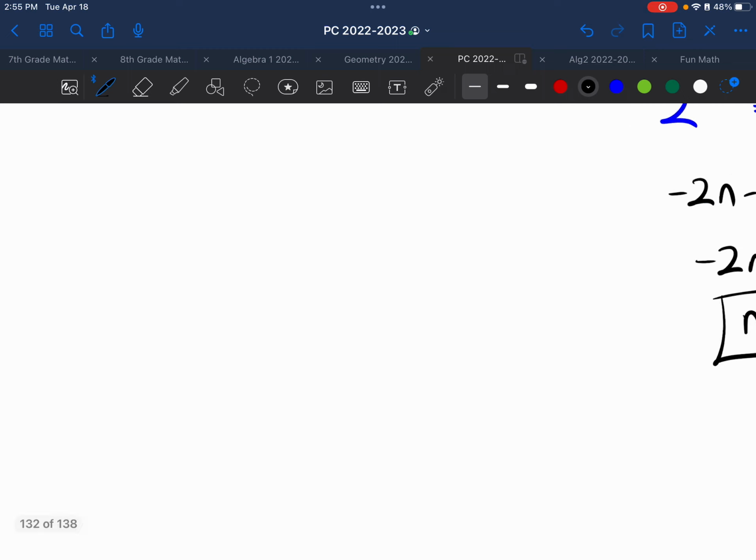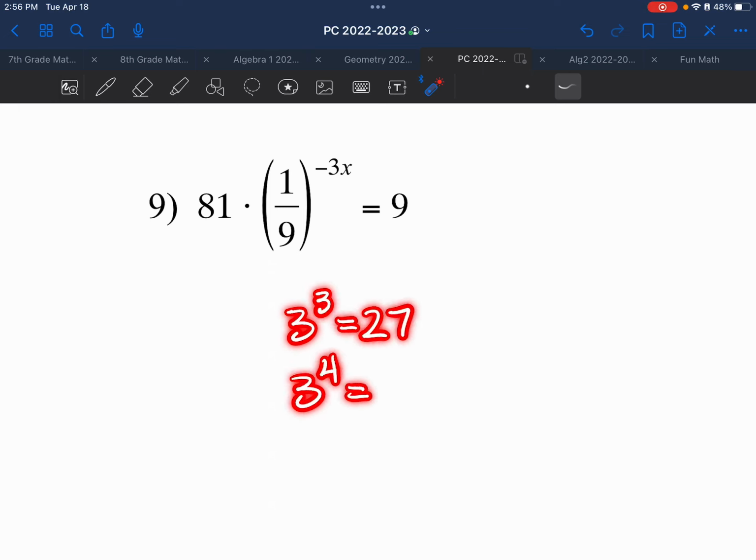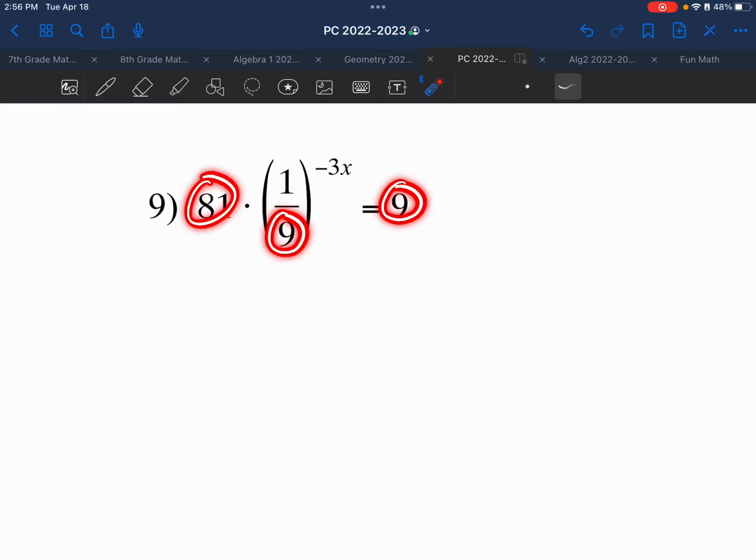Let's try number 9. I'm going to do it the easy way. If I had a problem where I randomly changed this 9 into a 27, I would have no choice but to write everything with a base of 3, because 3 to the power of 3 is 27, 3 to the power of 4 is 81. The common base would be 3, but this one I can use a base of 9, because 9 to the power of 2 is 81, so I'm going to make it easy.